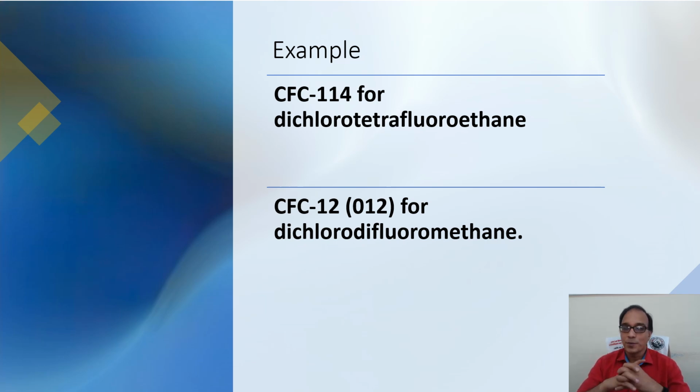CFC12 or 012 precisely, difluoromethane. It is having difluoro. It means 2 fluorines are there, so it will be a third digit. Okay, and it is methane. So number of carbon minus 1, so first digit will be 0. Okay, number of hydrogen is 0. So 0 plus 1, 1. So CFC12 is difluoromethane. So you will have to learn how you can give the name or how you can have the identification of the propellant by seeing the name or vice versa. Okay.